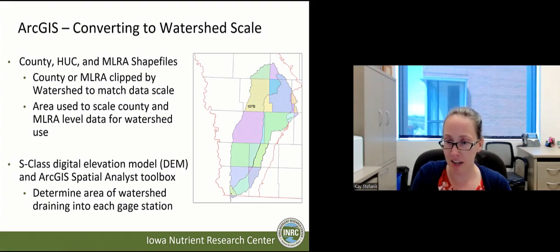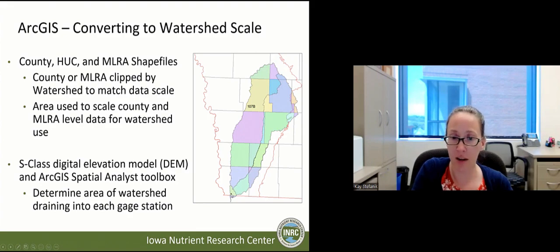That is the USGS gauge station. And the USGS gauge station isn't at the bottom of this watershed. So to make sure we weren't calculating or putting in data for more area than we were actually comparing with the WRTDS, we used S-class digital elevation models, or DEM files, and the ArcGIS Spatial Analyst toolbox to determine the area of this overall watershed that's draining into each of these gauge station points. Anything that's not draining into this gauge station, we cut out from the data to be included in the model.